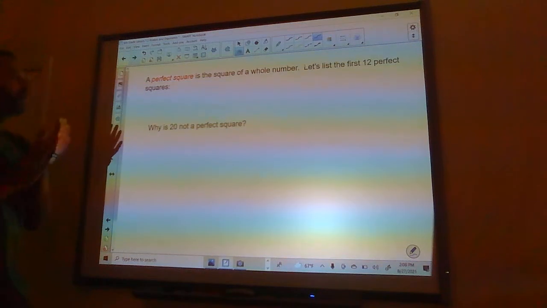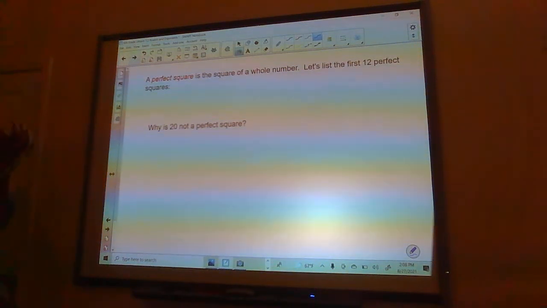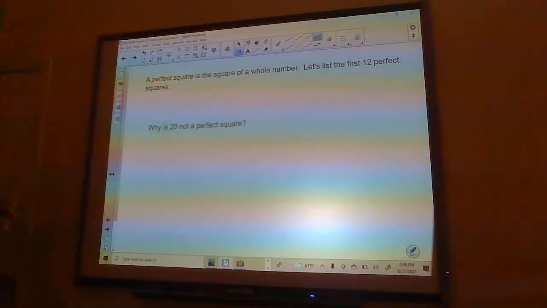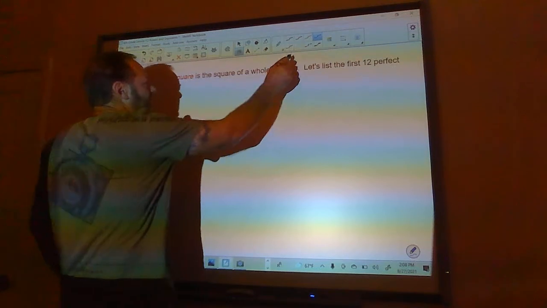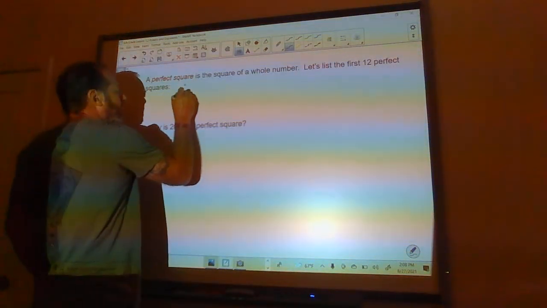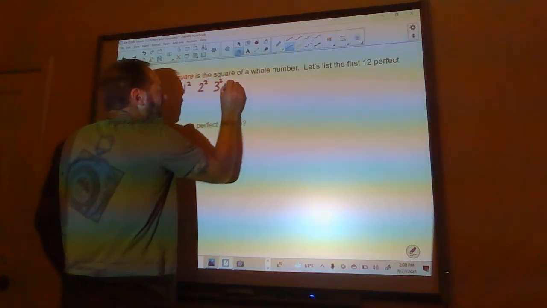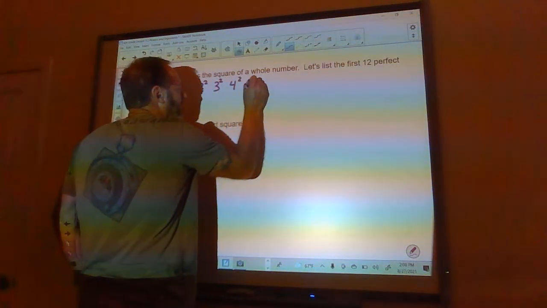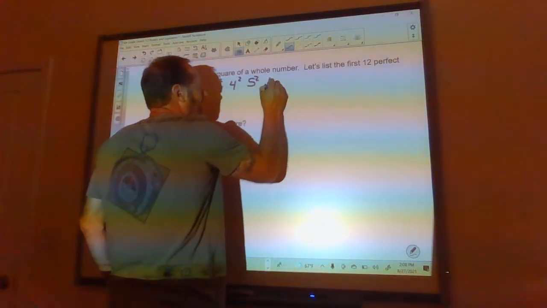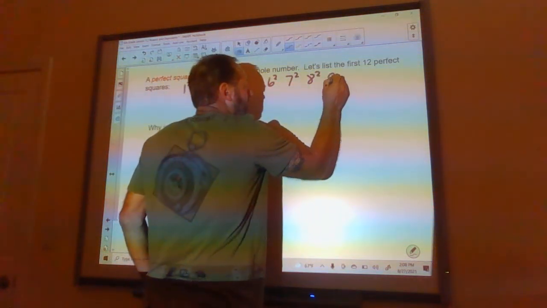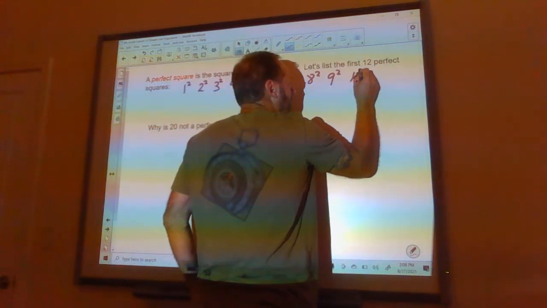Okay, a perfect square. So we kind of talked about this a little bit. A perfect square is the square of a whole number. So let's list the first 12 perfect squares. So these numbers are going to be 1 squared, 2 squared, 3 squared, 4 squared, all the way up to 12 squared.